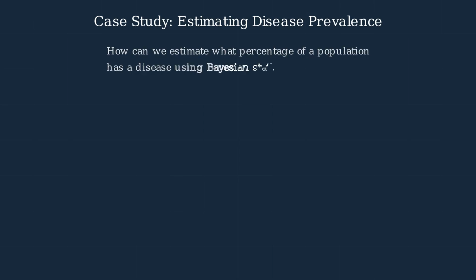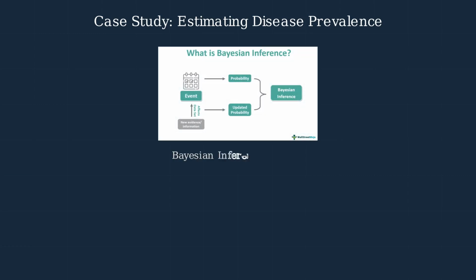In this case study, we'll use Bayesian statistics to estimate disease prevalence in a population. Bayesian inference allows us to update our initial beliefs about disease prevalence with new evidence from testing data.